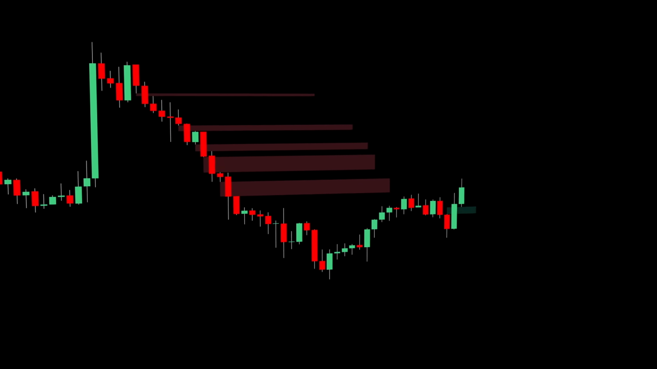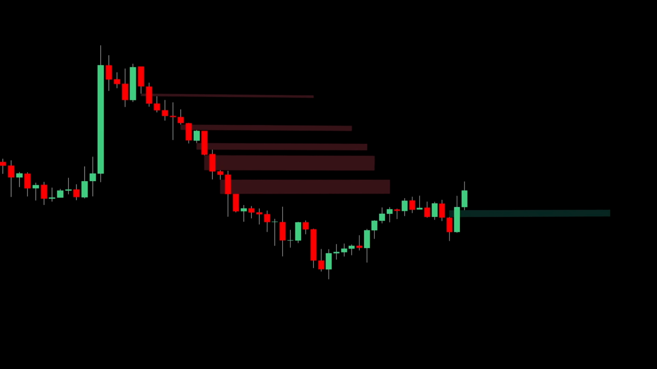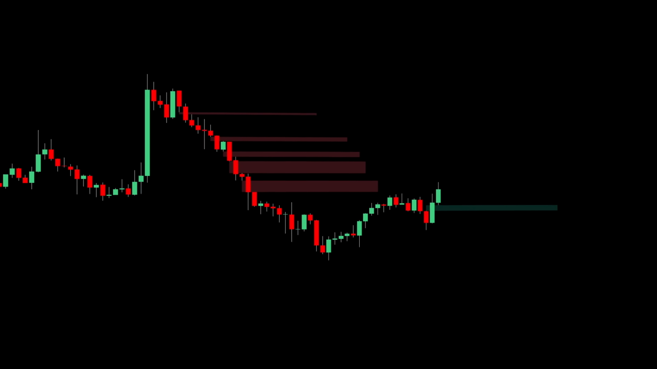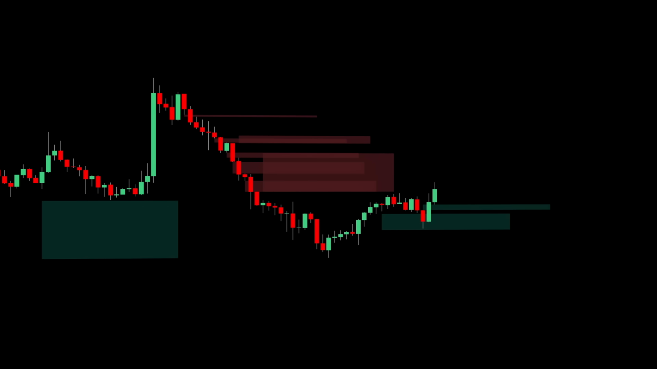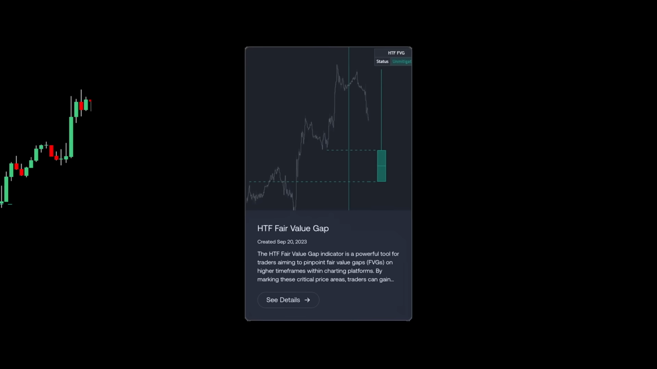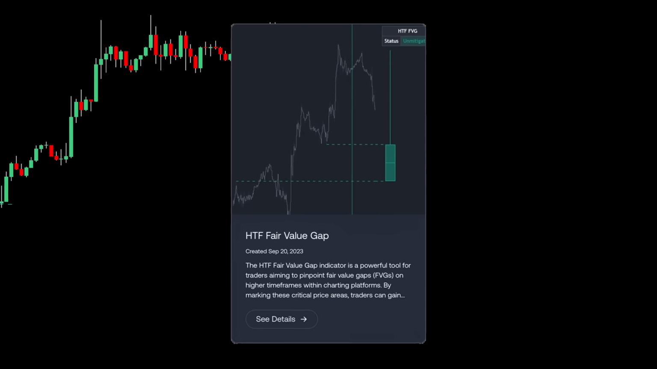Let's break it down. Fair value gaps are a powerful way to spot market imbalances, but on most indicators, they overwhelm you with information, plotting every gap on every time frame. That's not helpful. This indicator solves that. Instead of cluttering your chart, it zeroes in on the single most relevant high time frame fair value gap, the one that's most likely to act as a magnet for price. It gives traders a clean, focused perspective by stripping out the noise and letting the most important imbalance stand out clearly.